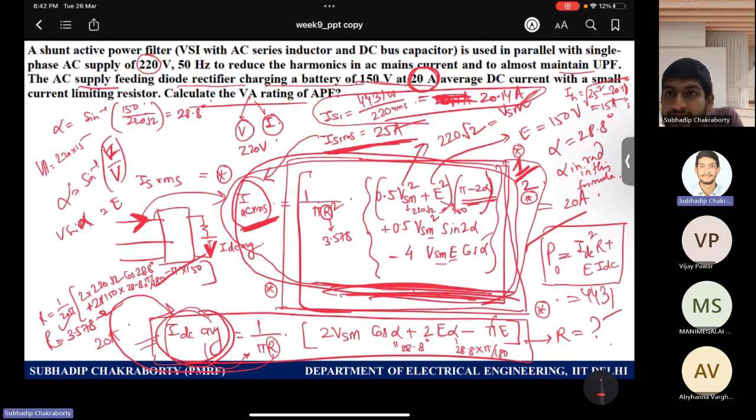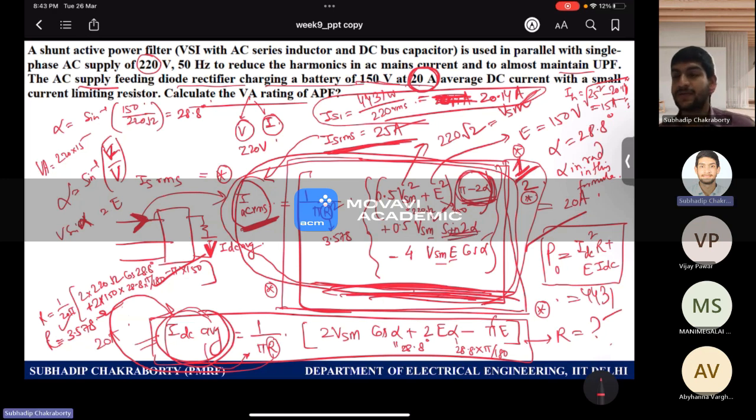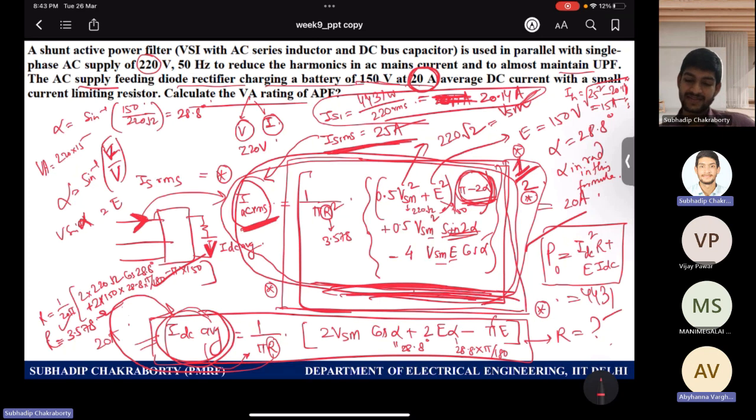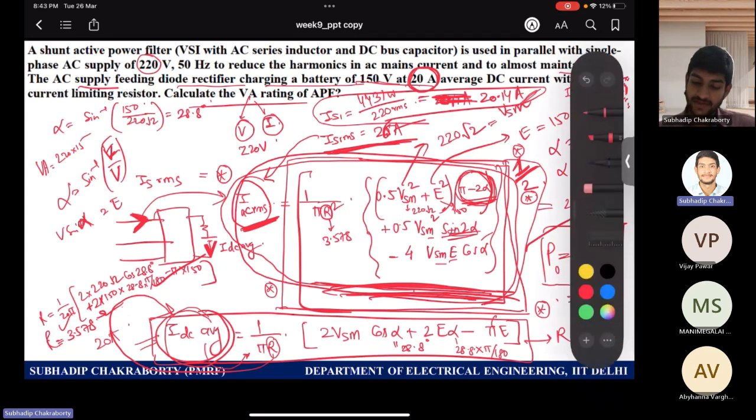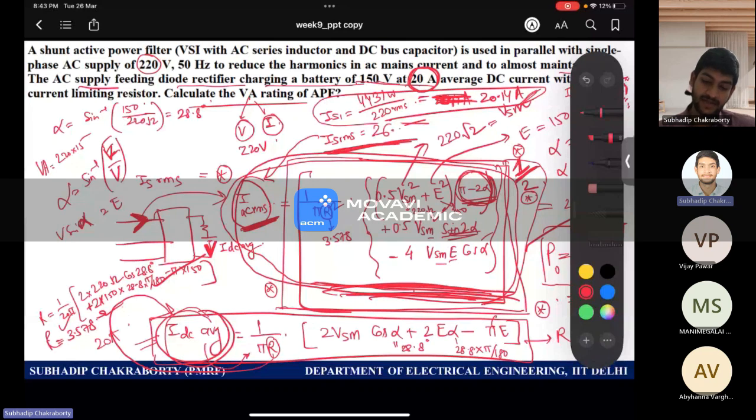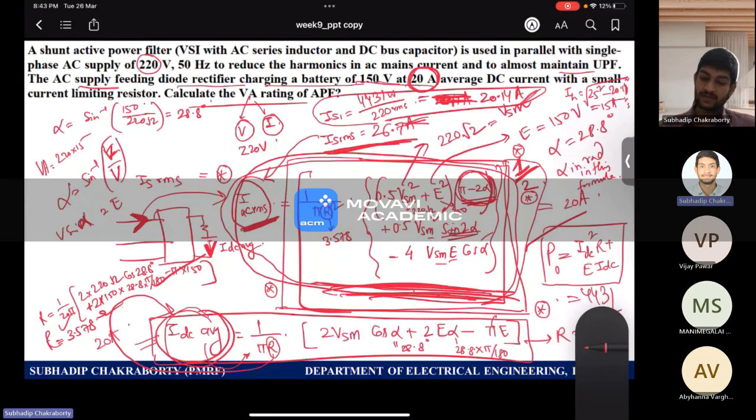Alpha you take in radians, okay? For this. Otherwise you take in angle inside this. Depends on what calculator you are using. So I'm getting 26.7. Correct. So around 26.7 you take. It is better we do it with actual values. I am also getting 26.7 amps.